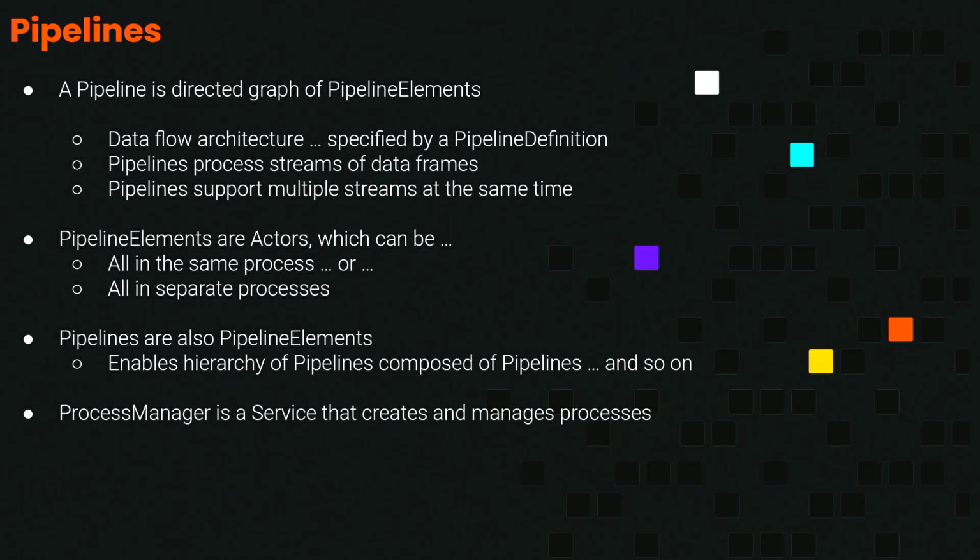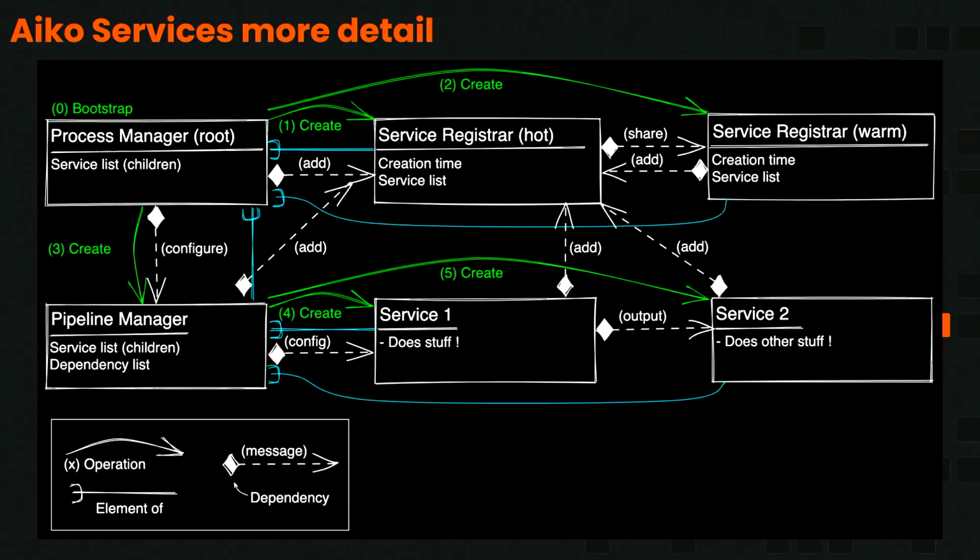And also the pipelines themselves are pipeline elements, and so you can have a hierarchy of pipelines that consist of other pipelines and so on. So it ends up looking a little bit like this, where up the top left you've got a process manager which can use those green lines to create all the actors, and then they all discover them. They all go and join the registrar, and the pipeline manager can then hook them all together.